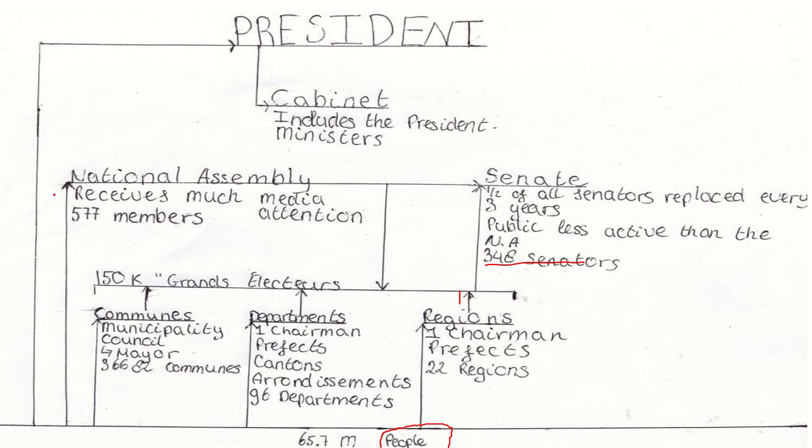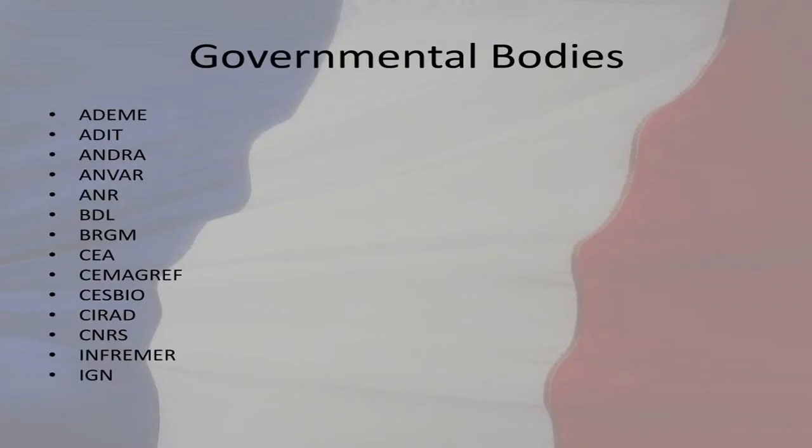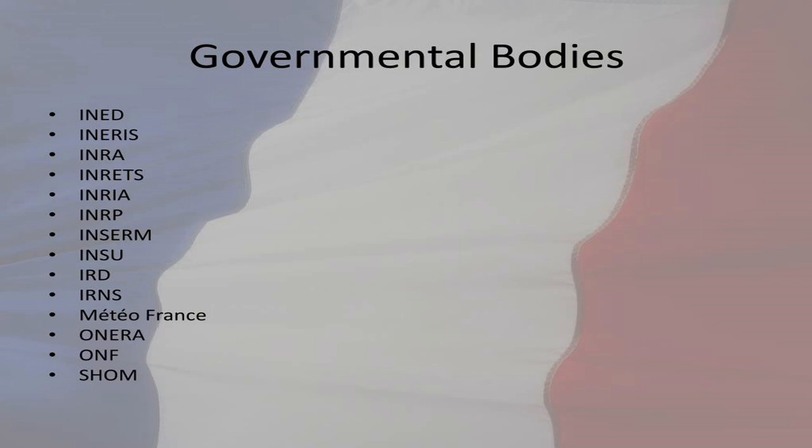Now, the people also elect the National Assembly, which receives much media attention. It is more active publicly than the Senate. There are 577 members in the Assemblée Nationale. After all this, the people elect the final, main, and supreme power, the president. The cabinet of the president includes the president and its ministers. Some governmental bodies are ADMI, ADIT, ANDRA, ANR, BDL, BRGM, CES, CEMAGREF, and more. There are some more over here, in which the main one is Météo France.